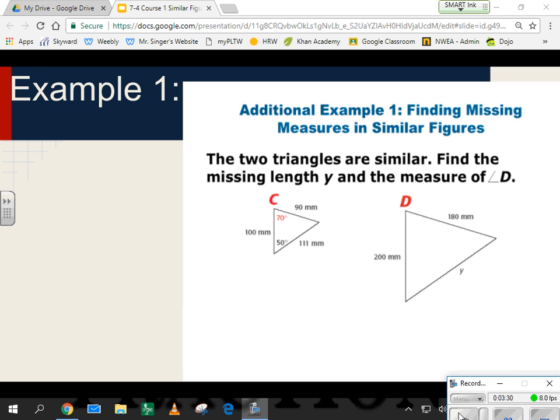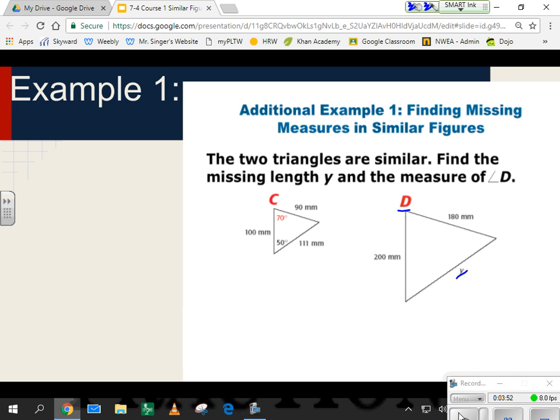All right, so let's take a look at these 2 shapes as our first example. You should be writing this in your notes. There are 2 triangles that are similar. We have to find the missing length of Y, and that would mean we're looking for this, and then the missing angle of D.